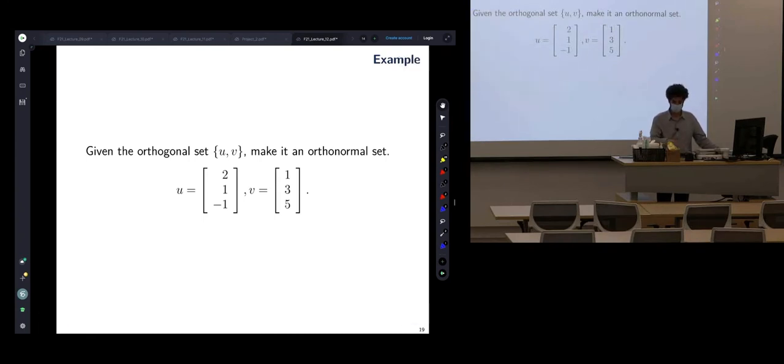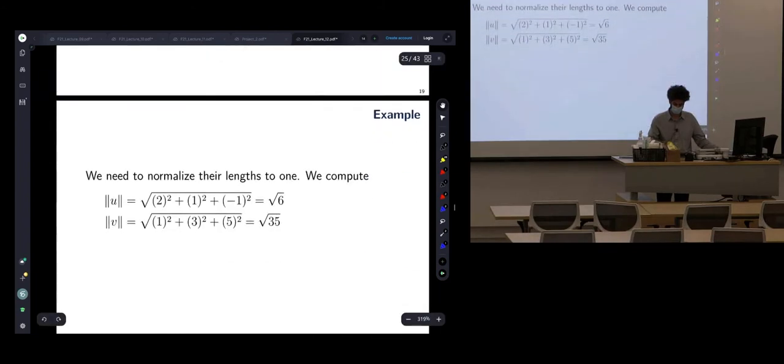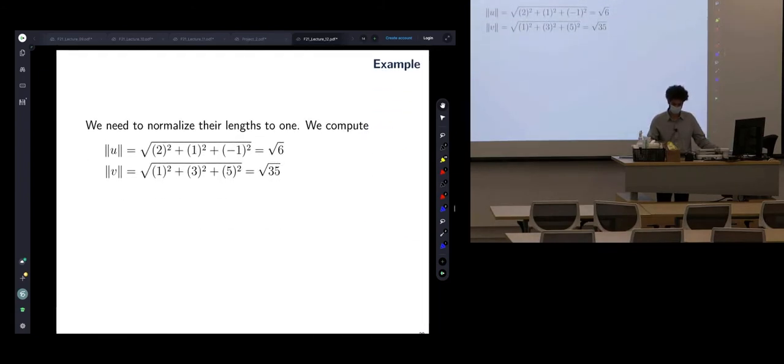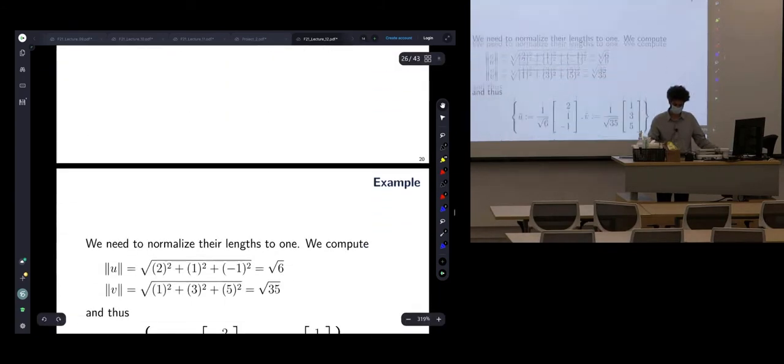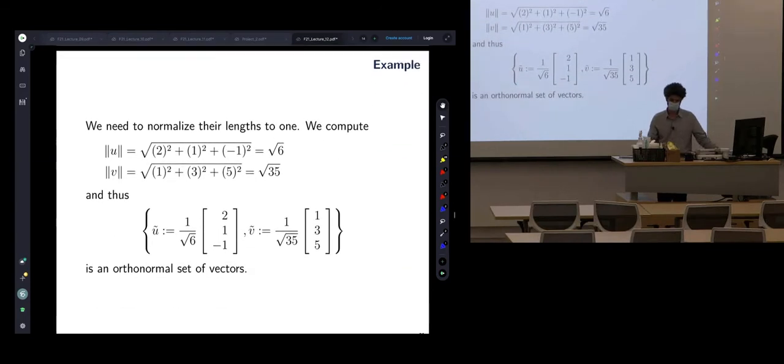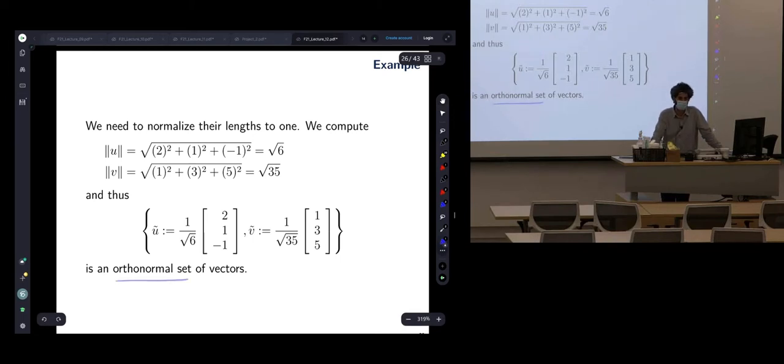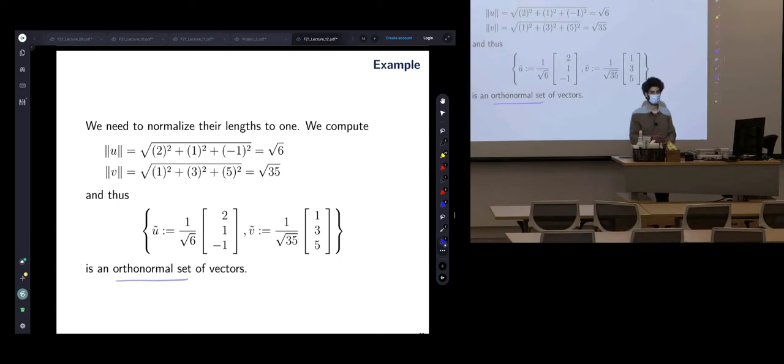So given our previous example, what we can do, we can take the norm of each vector, and then divide each vector by its norm, then your set will be orthonormal. So you can always convert a set of orthogonal vectors to orthonormal, right?